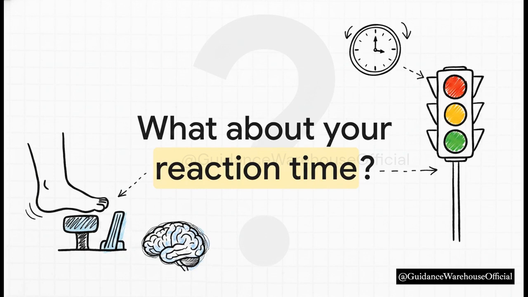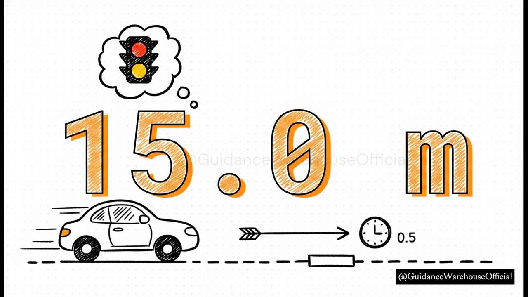But wait a second, we're missing something absolutely crucial here. What about reaction time? I mean, are you a robot that hits the brake pedal the exact millisecond the light turns red? Obviously not. There's a physiological delay, usually about half a second, before your foot even manages to touch the pedal. And here is a hugely common student mistake. People completely forget that during that half second it takes for your brain to react, your car is still traveling at a constant velocity of 30 meters per second.